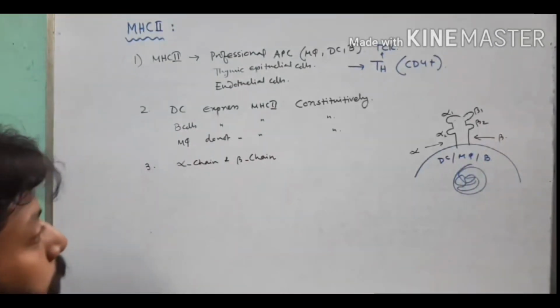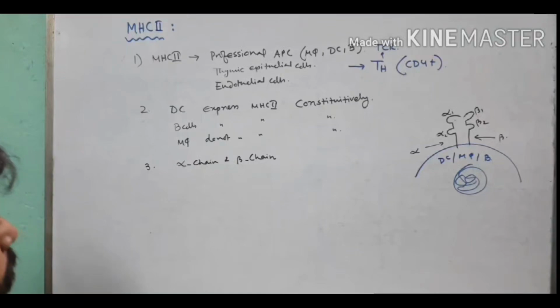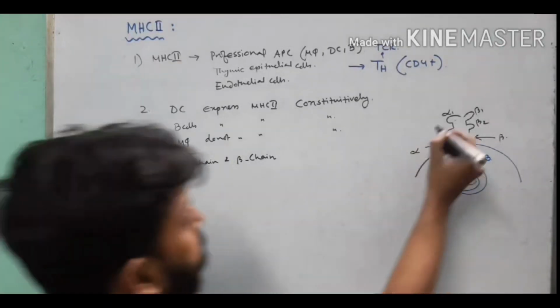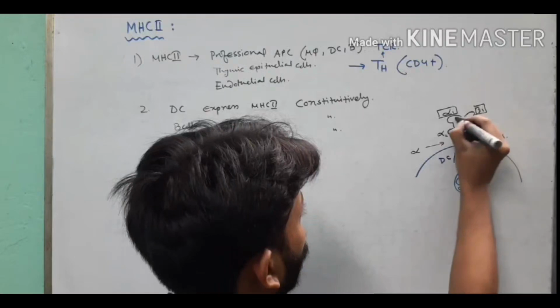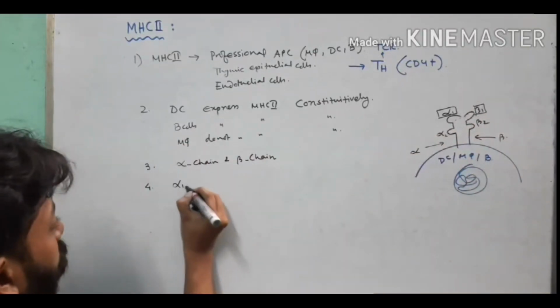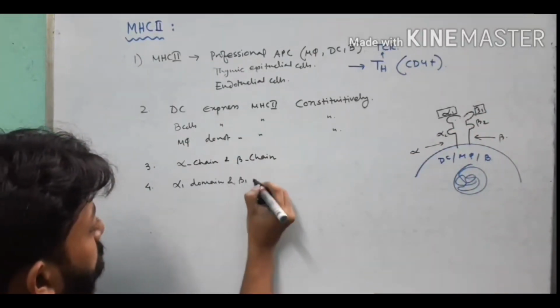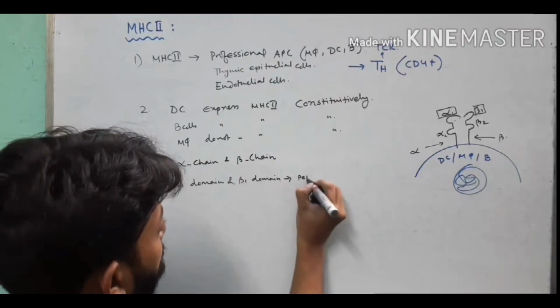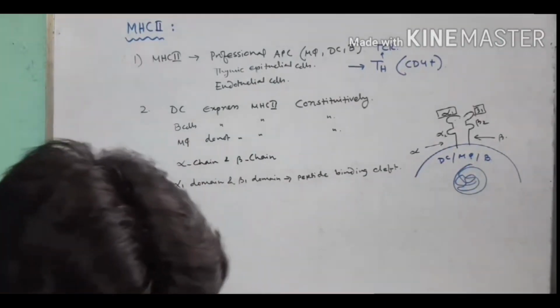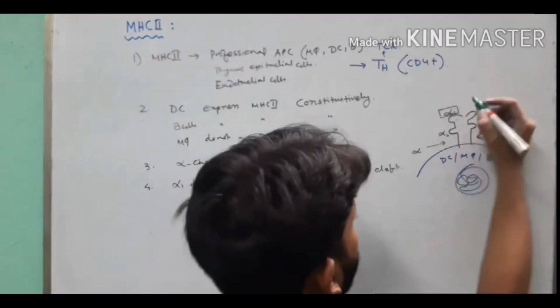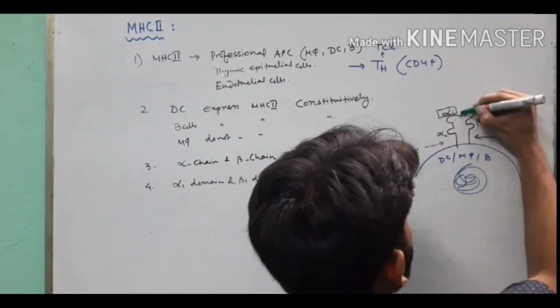Now this alpha 1 domain and beta 1 domain actually make the peptide binding cleft or groove. So a peptide can bind in this region.